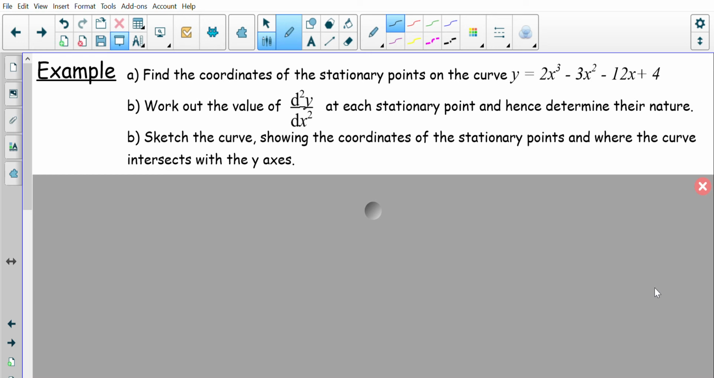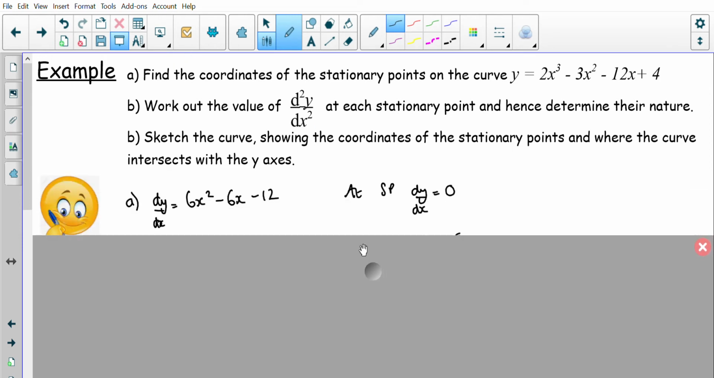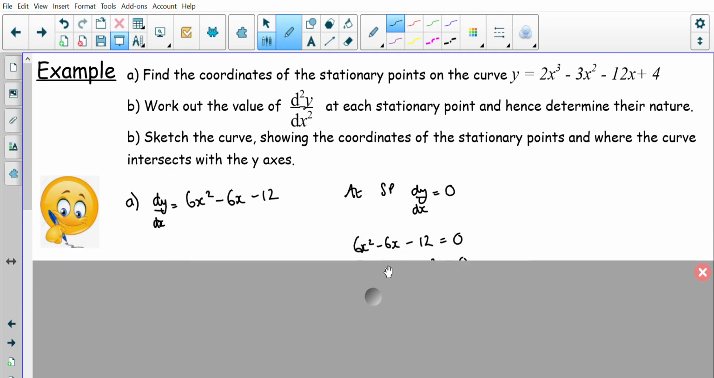So now we're just going to have a look at an example that uses the second derivative test to determine the nature of the stationary points. So this question starts the same as the previous example. Find the coordinates of the stationary points. So we find dy by dx, the gradient function, we put it equal to 0, and we solve the equation.